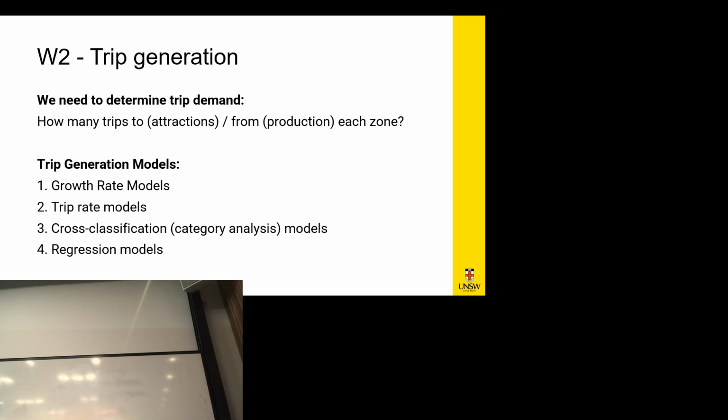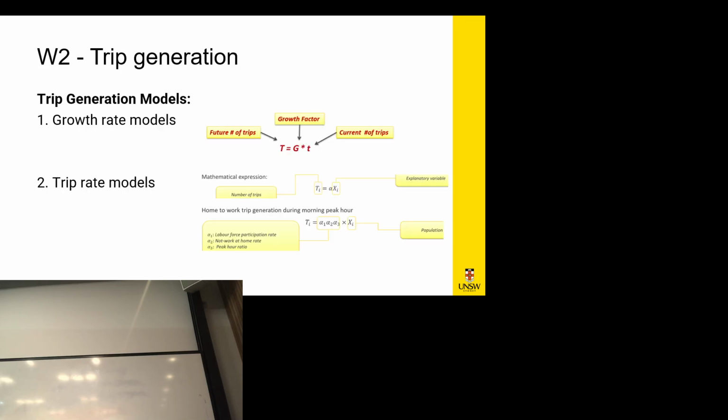Different types of models that we can use. We can use growth rate models, trip rate models, cross-classification models, and regression models. This is the growth rate models. So the number of trips that's being produced or attracted, pardon me, is based off of this formula. So T equals G times t. So the future number of trips, which is the one that we need to look at, is equal to the current number of trips times a growth factor. And that growth factor is usually given to you already.